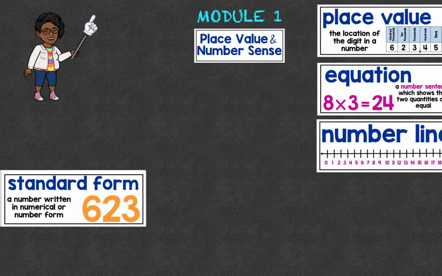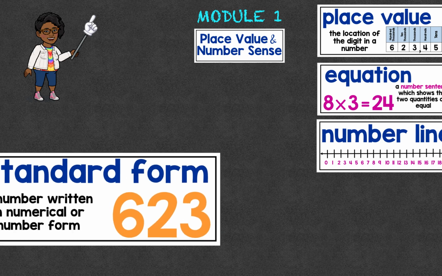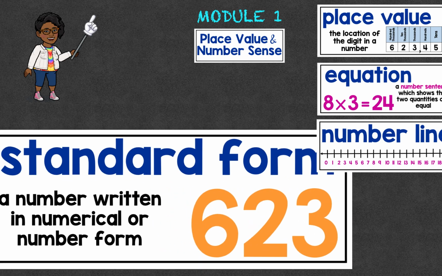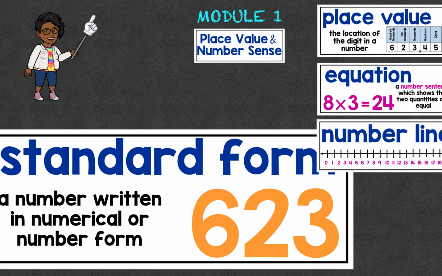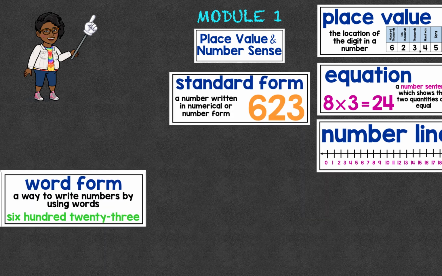For our next three vocabulary words, we're talking about representing a number in three different written forms. Our first form is standard form, and standard form is the form that we typically see in a number. So let me bring this to the front so you can see that it's not cut off. So in standard form, it's a number written in numerical or number form. So it gives us the example of 623.